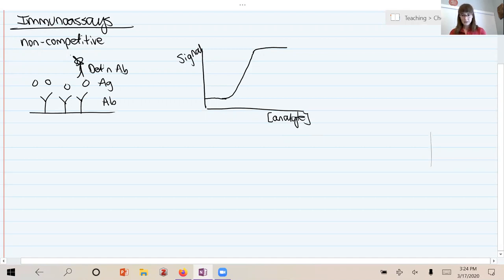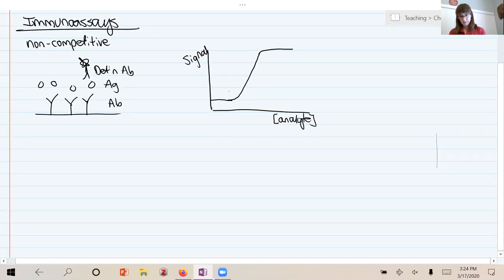And this, as we see over on the right, gives us this property where there's a linear range on the curve, where we get a good linearity of signal to analyte. And then above and below that, there are flatter regions of the curve. So we get this sigmoidal type curve where it's going up with the concentration of antigen. Okay, so that's all well and good.